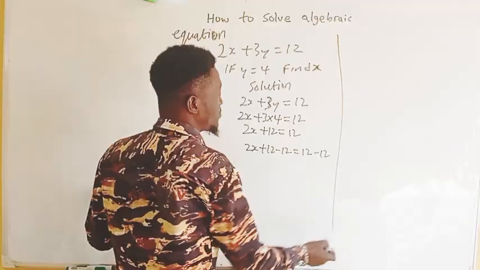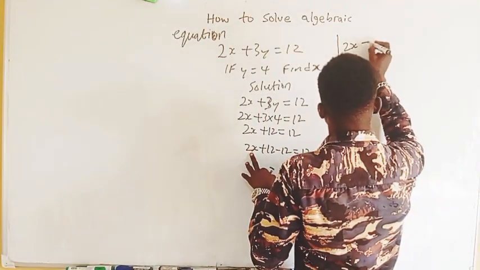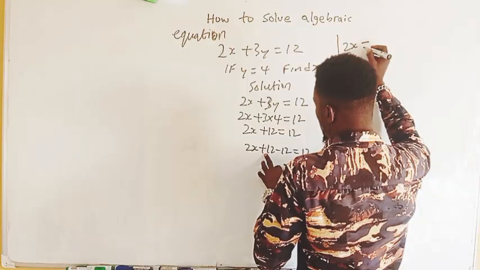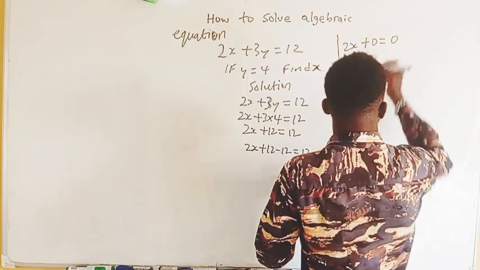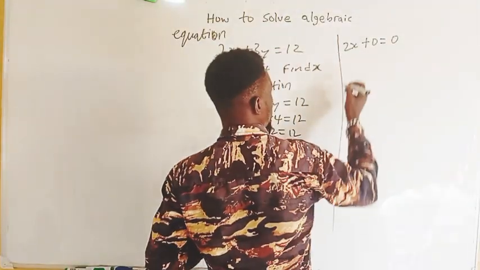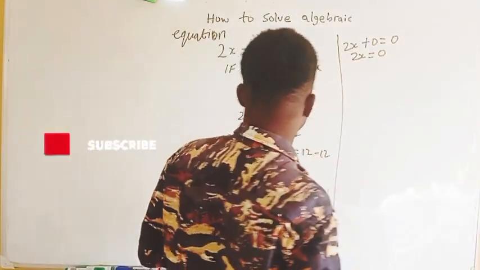So we're going to have 2x plus 12 minus 12, which is plus 0, is equal to 12 minus 12, which is 0. Okay? So 2x plus 0 is 2x, and that is equal to 0. Remember, we are told to look for the value of x.